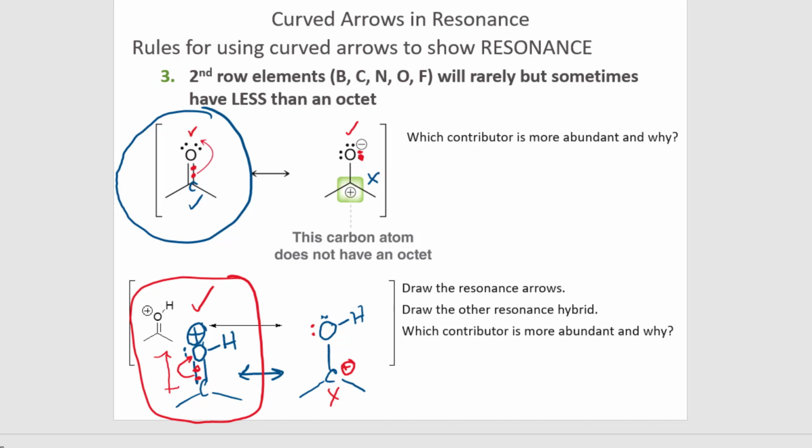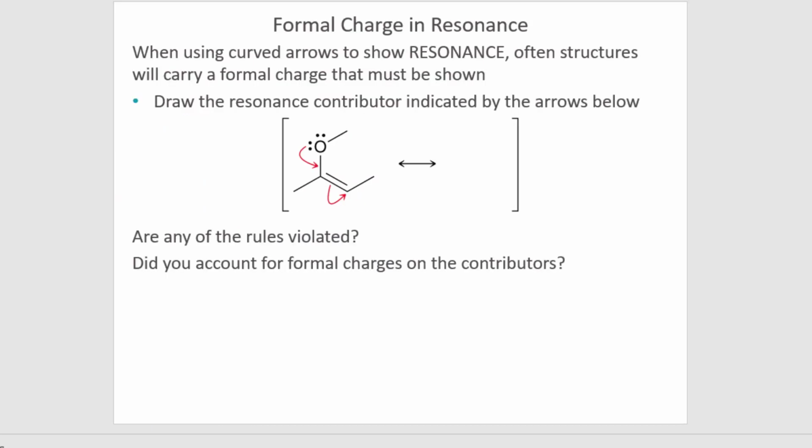All I'm doing is moving things around. If my contributor on the left had a positive charge, there should be an overall positive charge on my contributor on the right. And that's indeed the case, right? Oxygen positive to carbon positive. Positive charge is maintained across contributors. So the overall charge of one contributor should match the overall charge of every other contributor. So make sure that you're making sure of that.